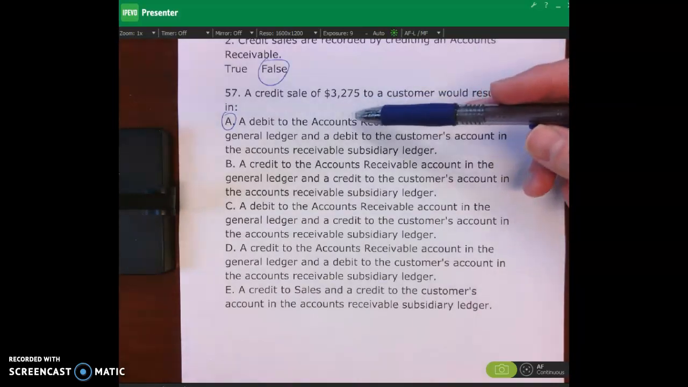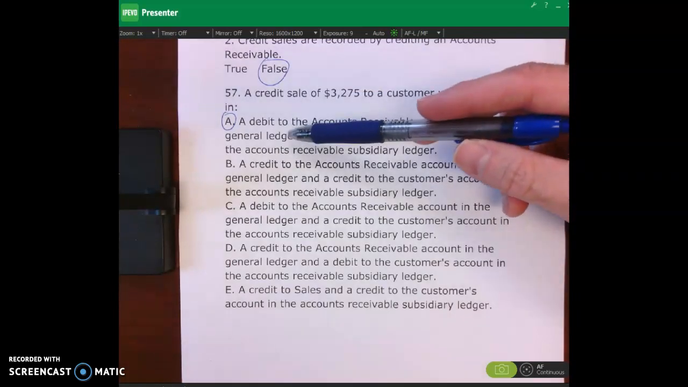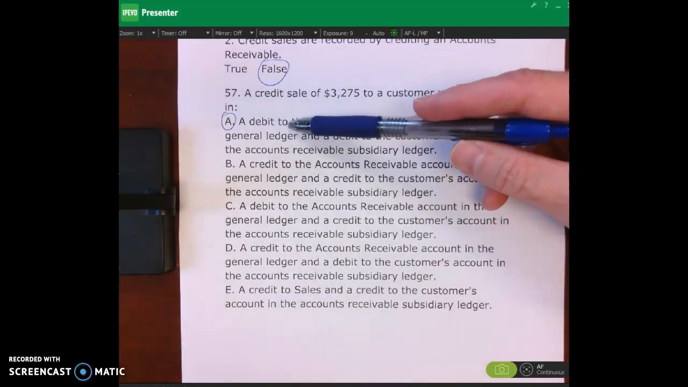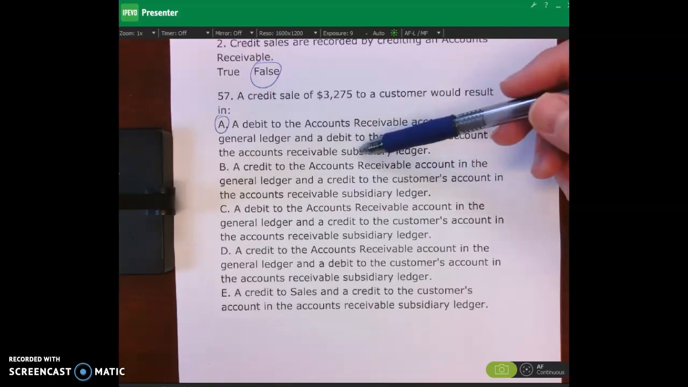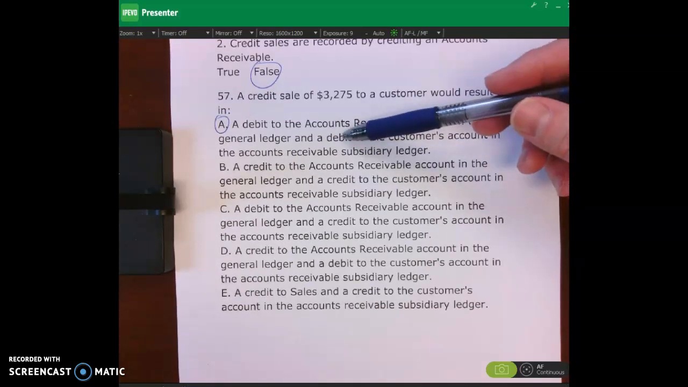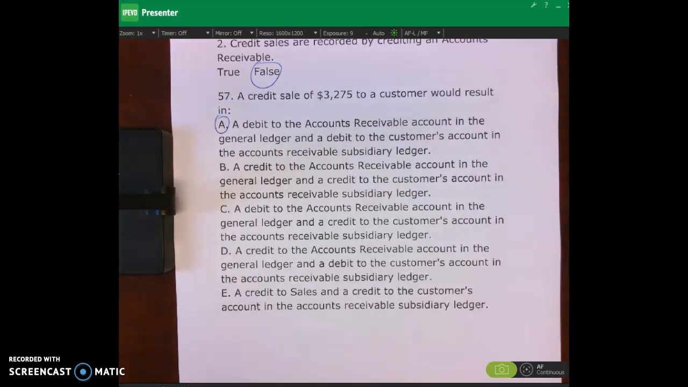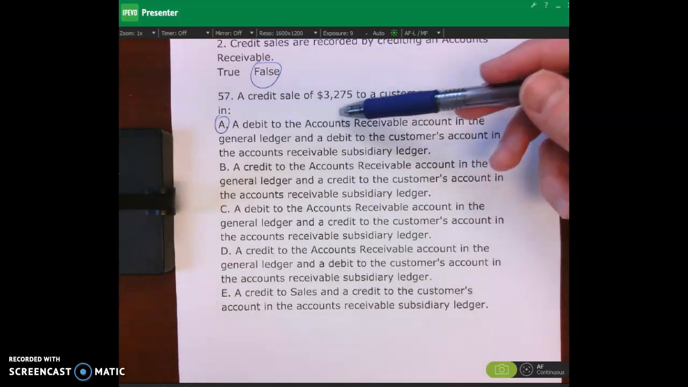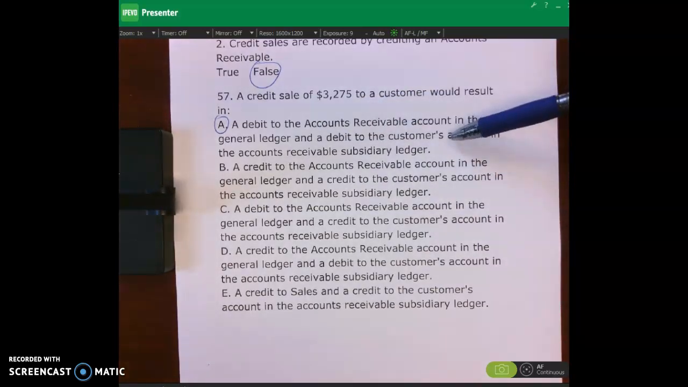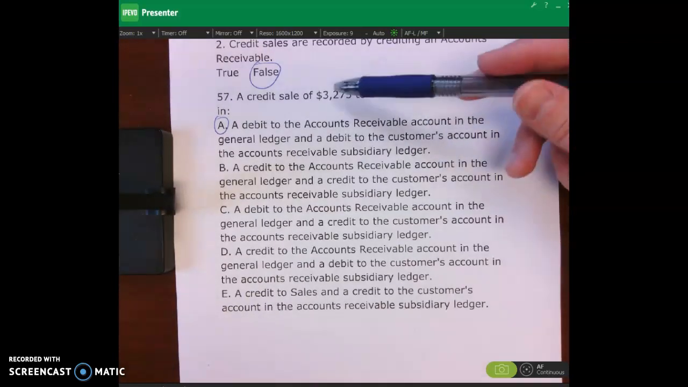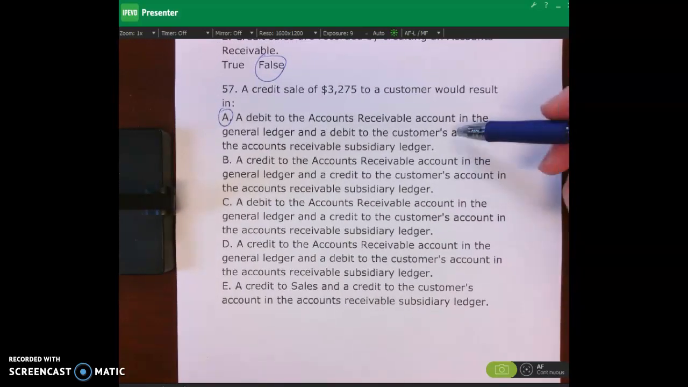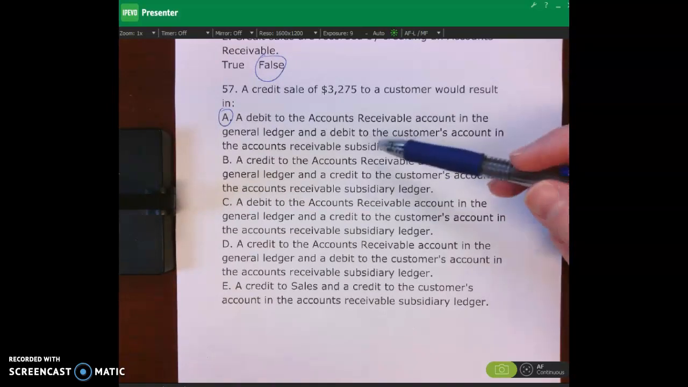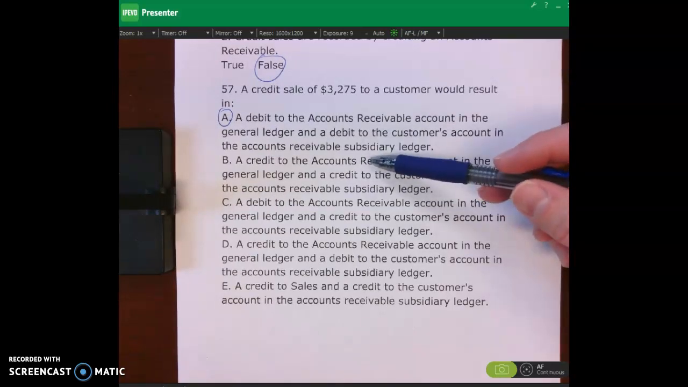So remember, a debit increases accounts receivable. So I'm increasing the accounts receivable in the general ledger because it's debited. And then I'm also increasing the customer's account in the receivable subsidiary ledger with a debit, because debits increase accounts receivable. So the general ledger is increasing, and the subsidiary ledger is also increasing by $3,275, which means it will stay in balance. If you don't do both, they won't stay in balance. And then we wouldn't credit accounts receivable. That's when we get paid.